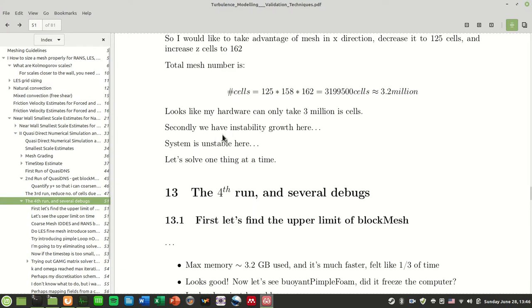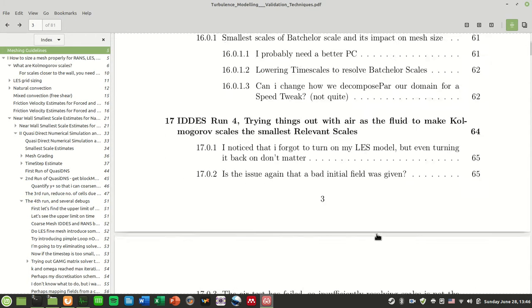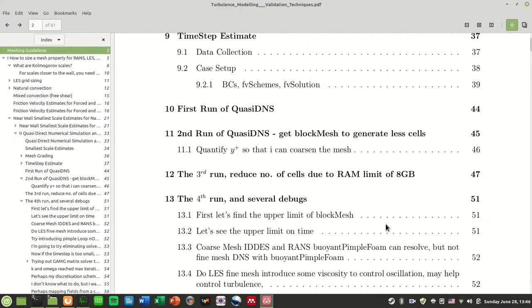So what actually happened? I found that I ran into some bugs and I wasn't able to resolve them yet, and this was actually taking a lot of time. I could not figure out what was going on. So let me run you through where we were. We were talking about Reynolds average Navier-Stokes simulation. That went well, and also the IDDES, the improved delayed detached eddy simulation, that also ran well with a coarse mesh.